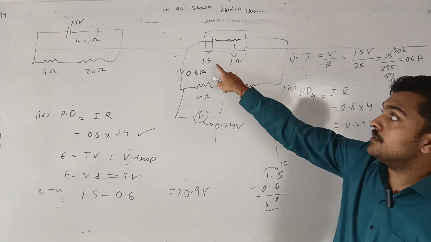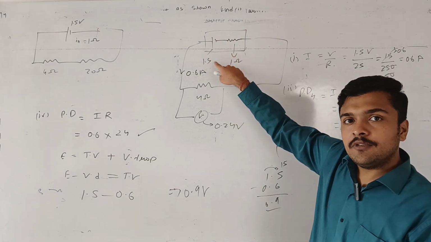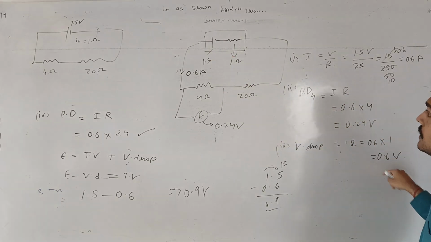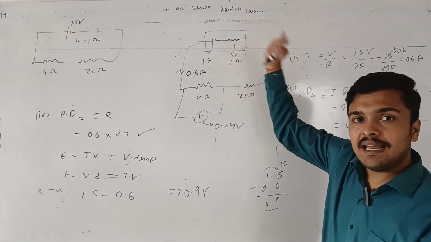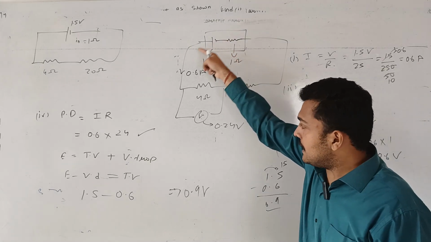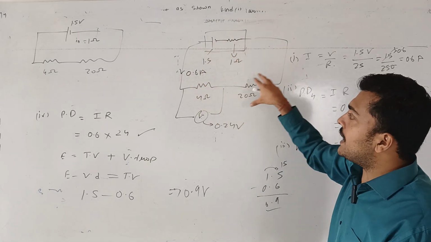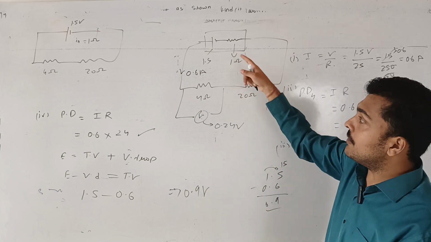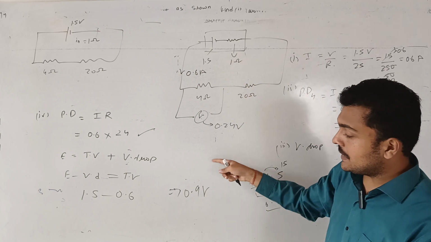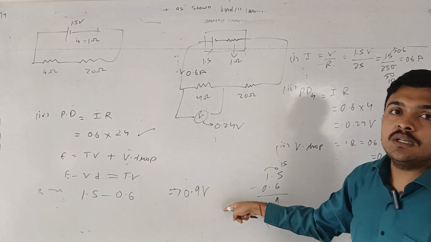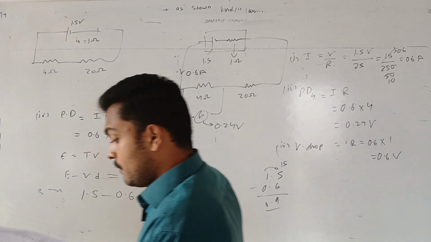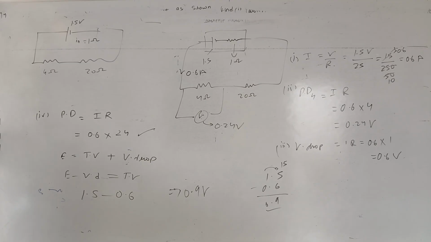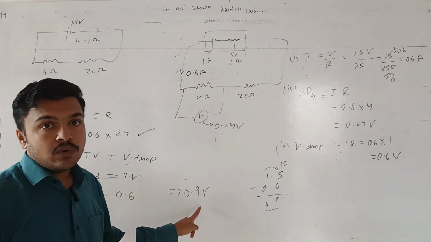So total EMF is 1.5. From 1.5, around 0.6 volt is dropped inside the cell itself, and the terminal voltage which is available to us in the external circuit is 0.9 volt. So the cell is of EMF 1.5, but in practical use it is 0.9 volt, because we can use only 0.9 volt outside the cell. So if there is an appliance which works on 0.9 volt, it will work.